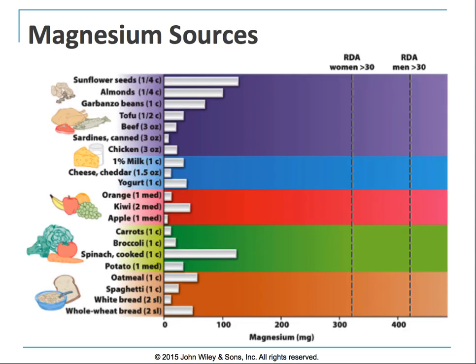So here again, we're looking at magnesium sources, a lot in spinach, a lot in plant proteins like beans, tofu, nuts, seeds, also down in the grains, oatmeal, and whole wheat bread. So magnesium is pretty well spread out in the food groups. There's a lot of different sources.